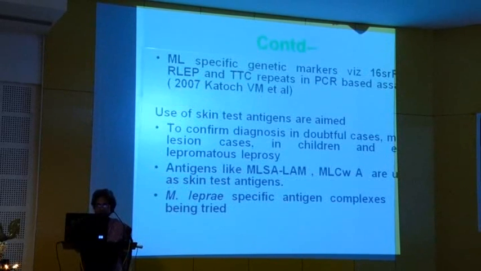There are some leprosy specific genetic markers like 16S RNA, RLEP and TTC repeats in PCR based assays, which have the potential of use in detecting viable bacteria in a given individual. So that can have multiple uses. If you detect it, it can be used as a marker for monitoring treatment. For example, we don't have treatment endpoints today. When a patient is released from treatment, you give him a fixed duration treatment and say the patient is released and cured. So that's the definition of cure.